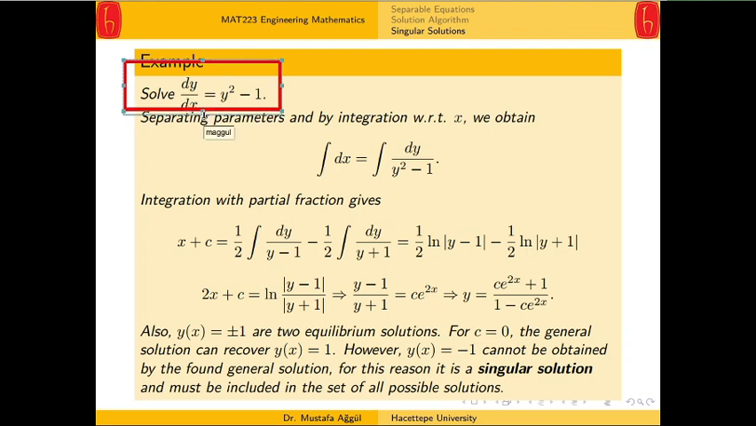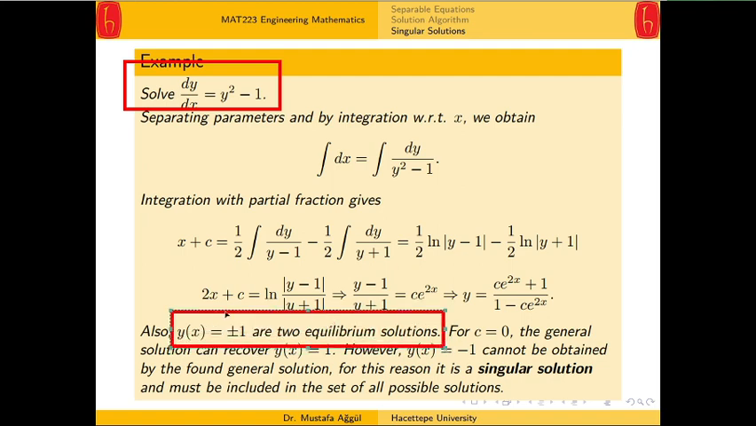For an autonomous differential equation, we could set the right hand side equal to 0 and then solve for y. The solutions for y will give us the solutions for the differential equation. So in this particular case, y is equal to 1 and y is equal to -1 are two equilibrium solutions.